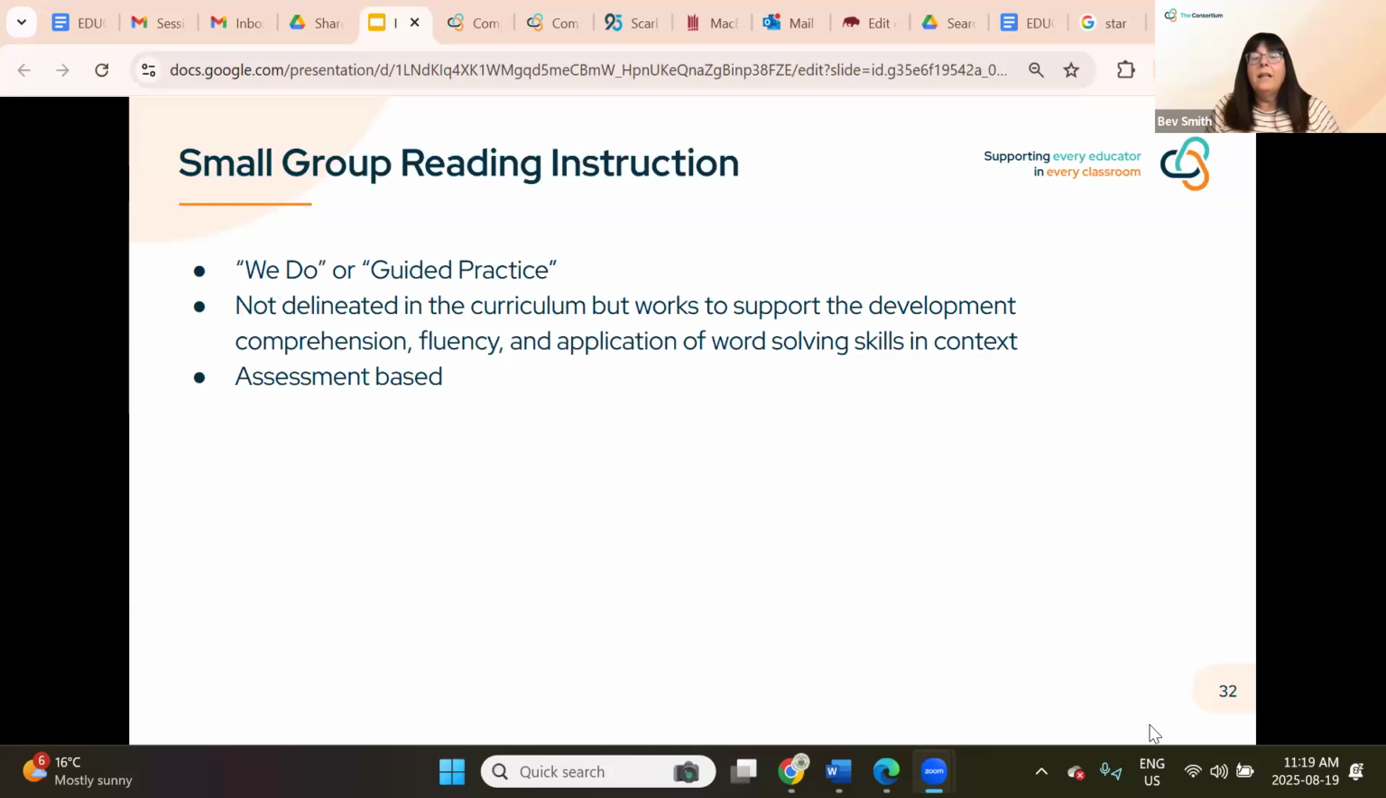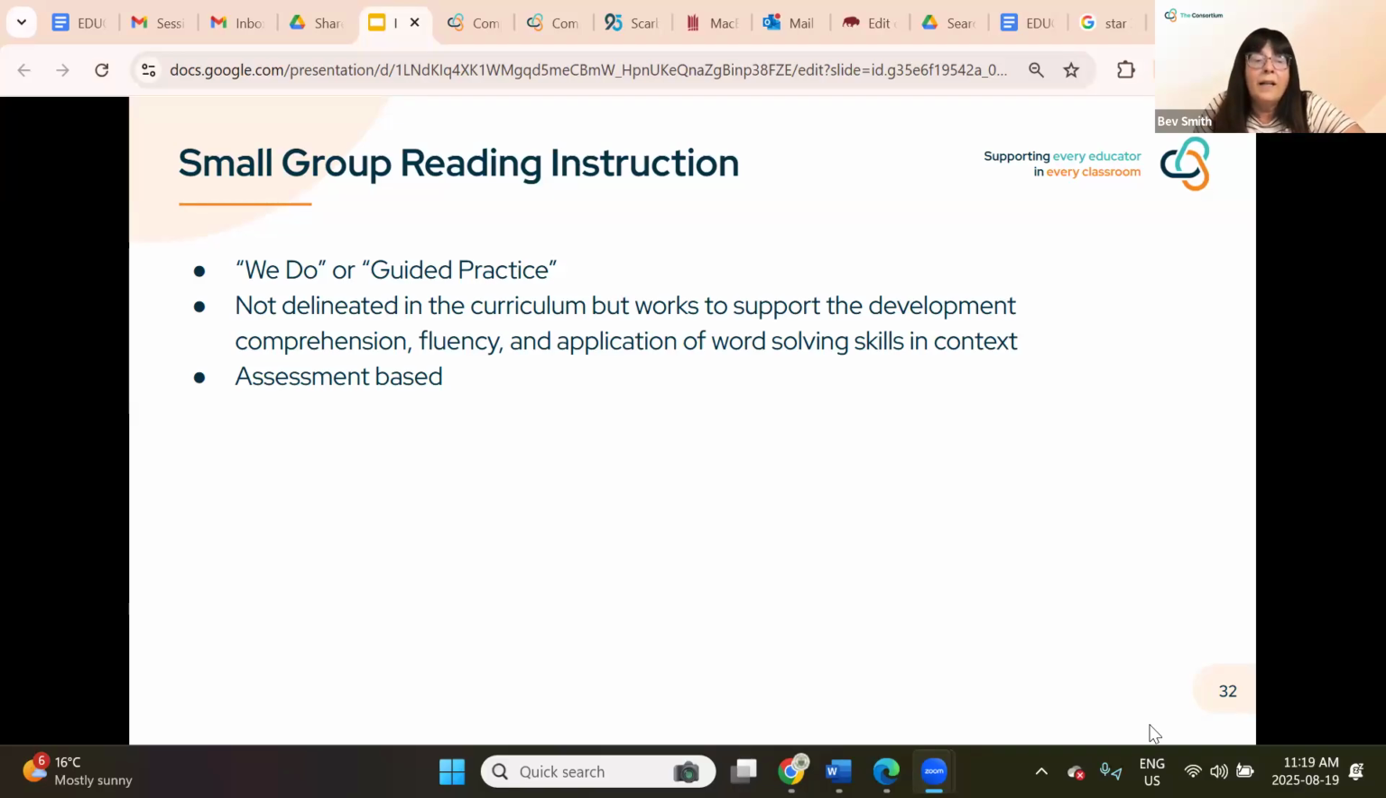Again, not delineated in the curriculum, but it works to support the development of comprehension, fluency, and the application of those word-solving skills that you're working on in phonics. It is also usually assessment-based, but the kinds of assessment that you're basing it on is going to depend on the kind of group that you're using.